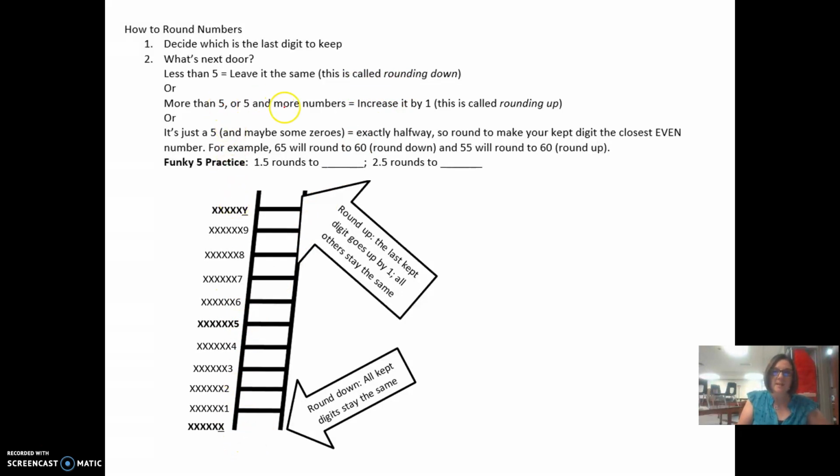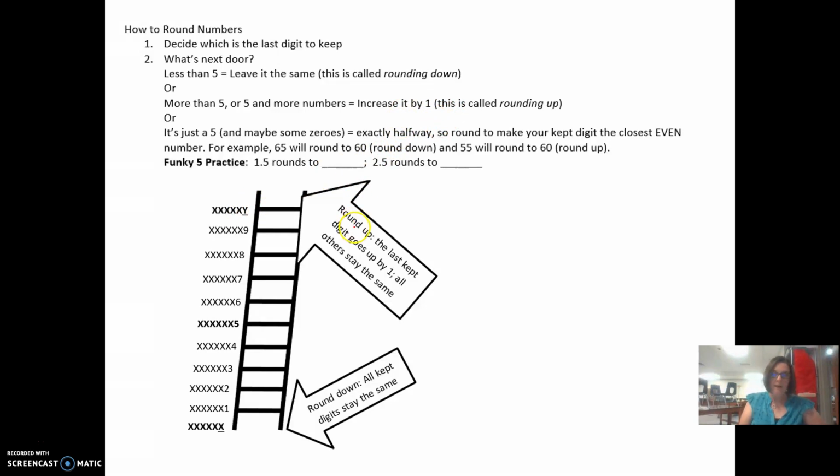If the digit that's next door is more than 5, or it is a 5 but there are some more numbers after that, that means you're past the halfway point on the ladder. You might as well go ahead up to the next level because that's the shorter distance. So you'd bump it up by 1. We call that rounding up.